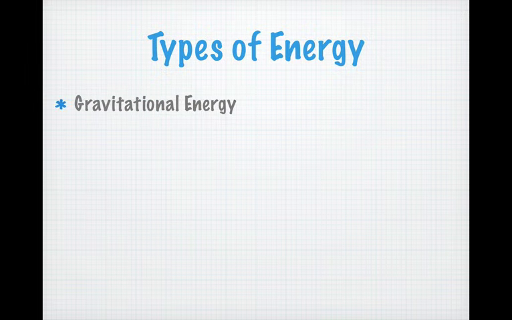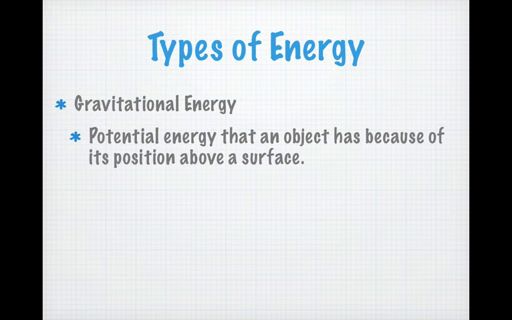Now, gravitational energy is something that we're familiar with. We did some work with that gizmo where we put objects of different weights at different heights, and we were able to see how that changed the gravitational potential energy. So, like I said, it is potential energy that an object has because it's above a surface of something. So it's similar to that stored mechanical energy that we talked about earlier.